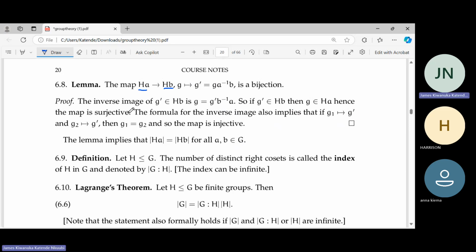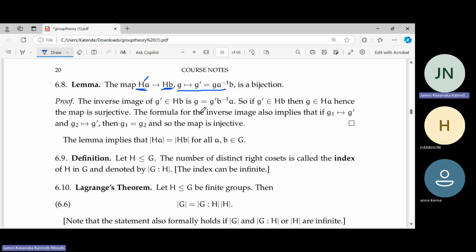So with that in mind, if we have any two left cosets, this map is a bijection between them. This map defined here is a bijection. So if it's a finite left coset, then any two finite right cosets will have the same number of elements. That's what this map shows, because if you have a bijection between two finite sets, then they have the same number of elements.